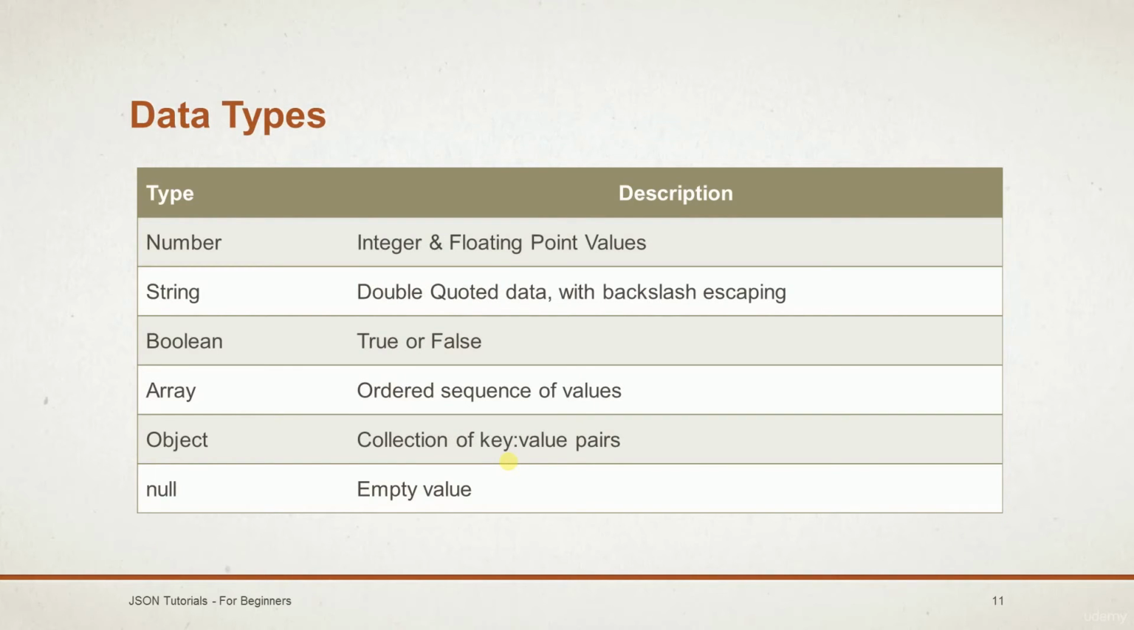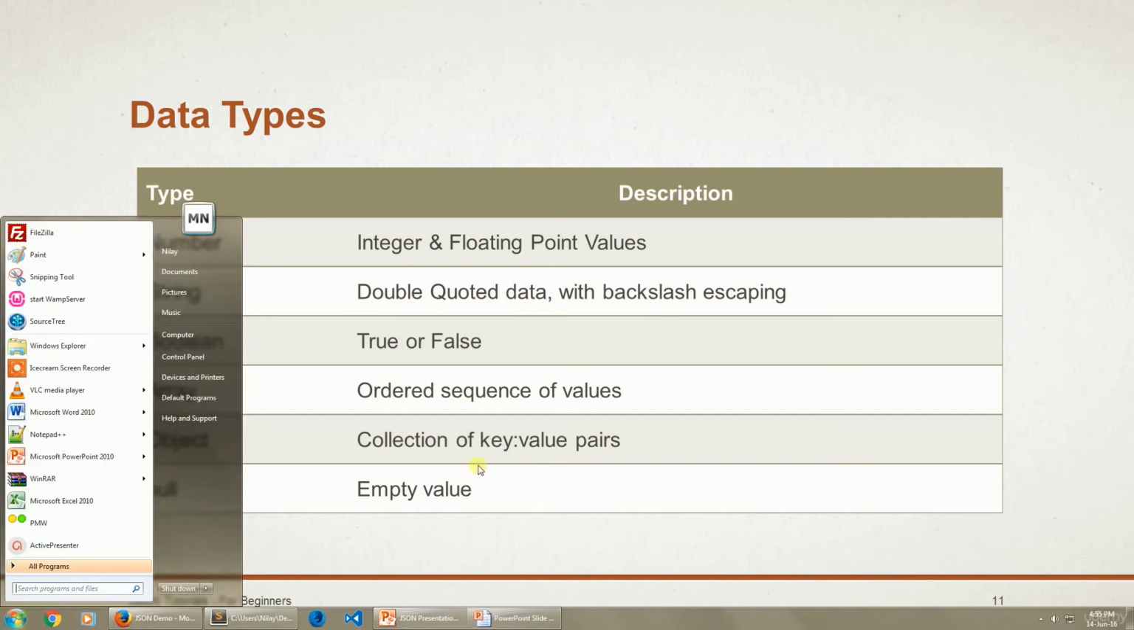Boolean represents either a true or false value. Array is a collection of homogeneous data in the form of a sequence. Object is a collection of key and value pairs. Null represents the empty value. Let's understand with a small example.